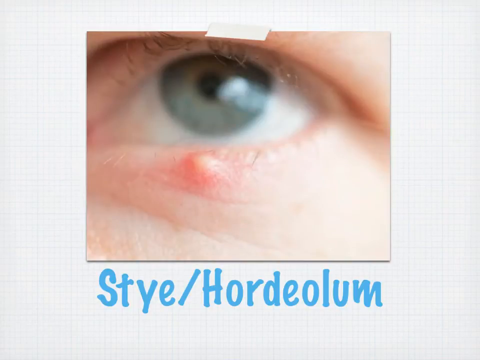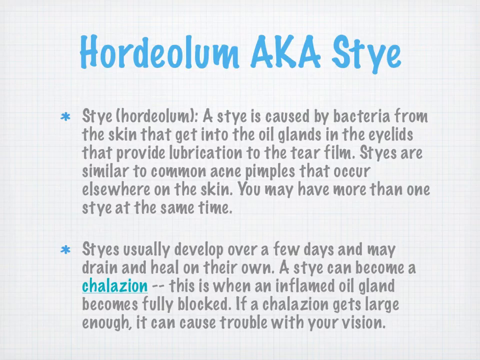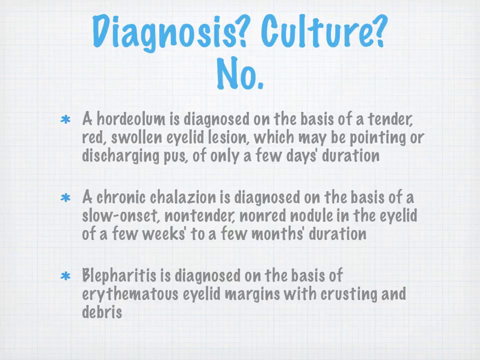Next, we're going to talk about the stye, or the hordeolum, and that's a pretty darn nice picture of that little guy. It's like a little pimple. So a stye, or hordeolum, is caused by bacteria from the skin that gets into the oil glands in the eyelid, and those styes are indeed similar to just common acne, and that can occur anywhere else on your skin. You can have more than one at the same time, and they usually develop over a few days, may like a big old pimple drain and heal on their own, but they also can become a chalazion, and that's when the inflamed oil gland just blocks up completely. And if it gets large enough, the chalazion can impede your visual field.